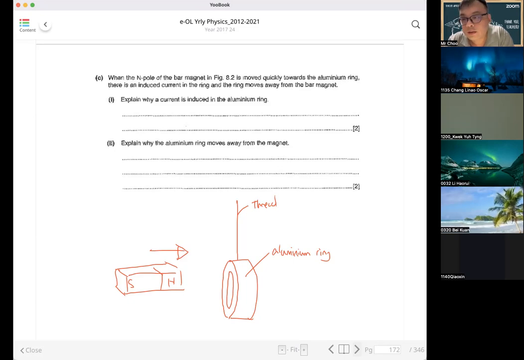Okay, Bei Kuan, well done. Hao Rui, well done for part 1. Okay, Yu Ting, your part 1 is correct. Well done.